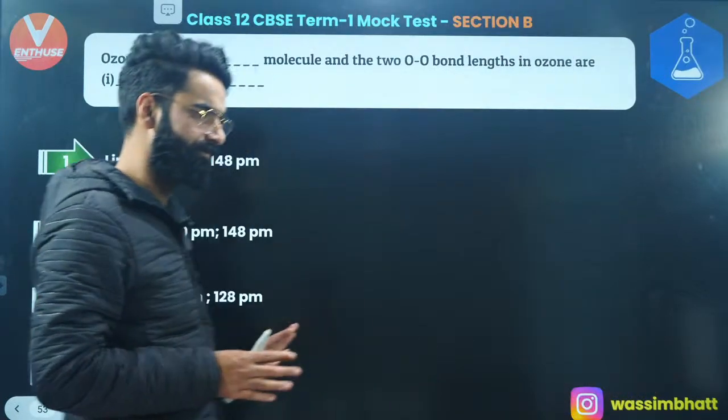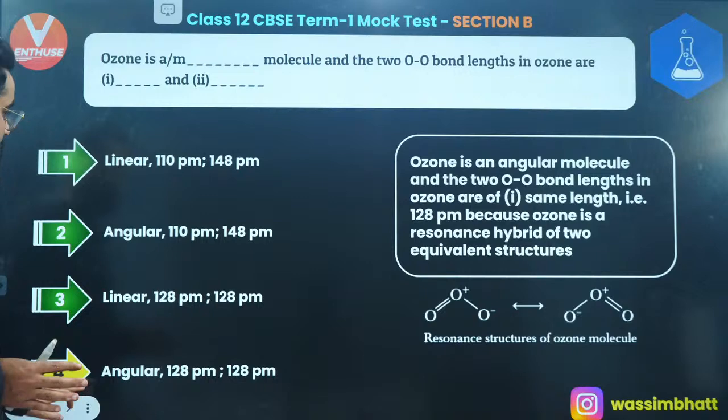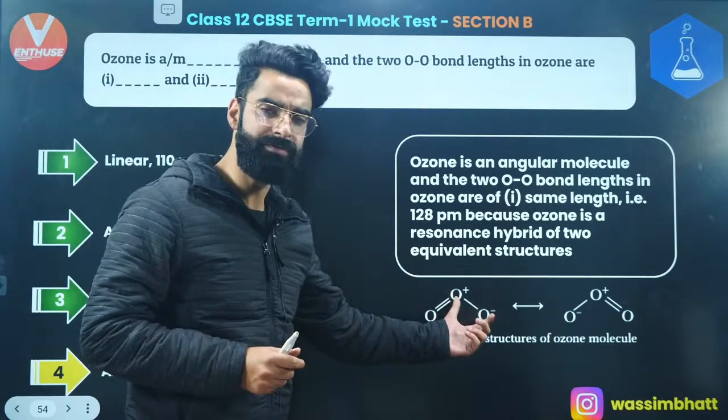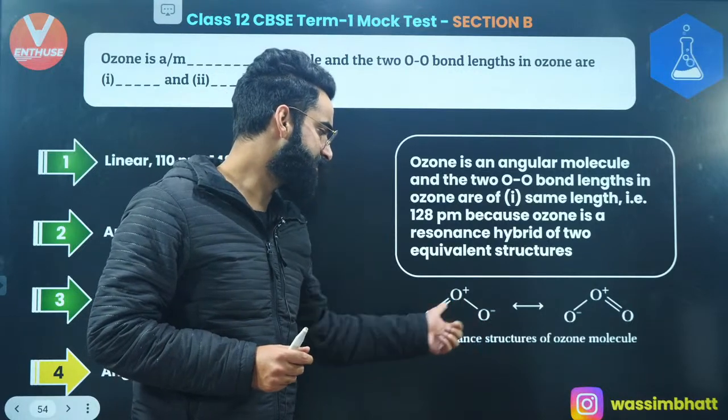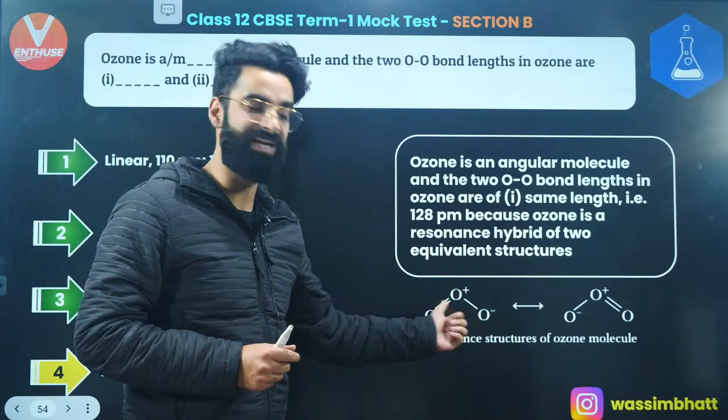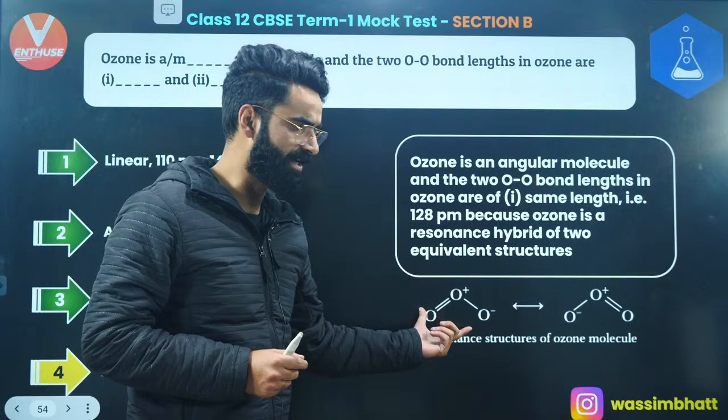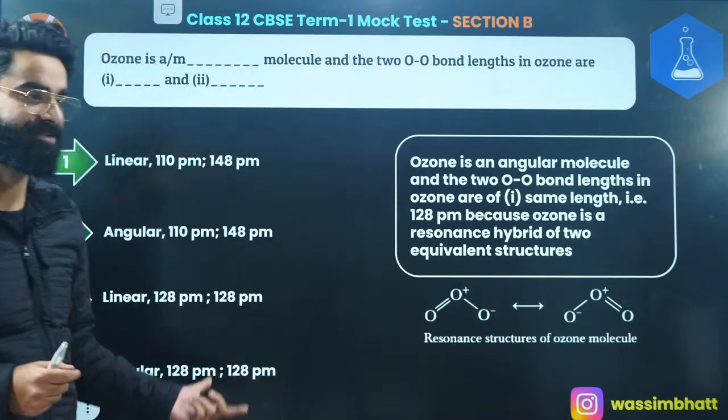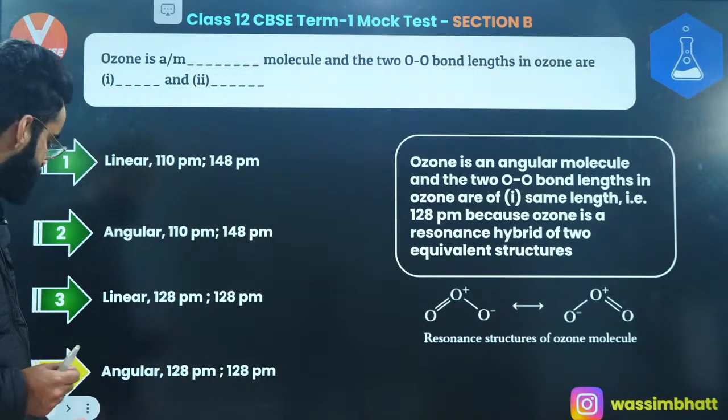Perfecto, guys, wonderful. Yes, absolutely, you all are right. So, due to the resonance possible in ozone, both these bonds get the partial double bond character. Partial double bond character means their bond lengths will be the same, bond strengths will be the same, as simple as that.